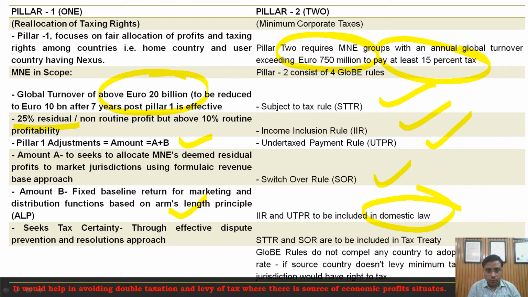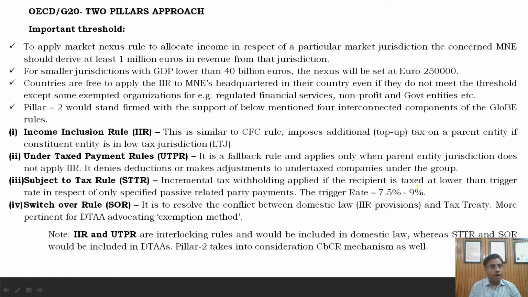So the GLOBE rules do not compel any country to adopt them. They want it on a voluntary basis. If the source country does not levy minimum tax, then the parent home country will levy it. They have to choose a minimum level of taxation. So what is the advantage of this taxation? It would help in avoiding double taxation and levy tax where the source of economic profit is situated. So how does it work, let us understand.